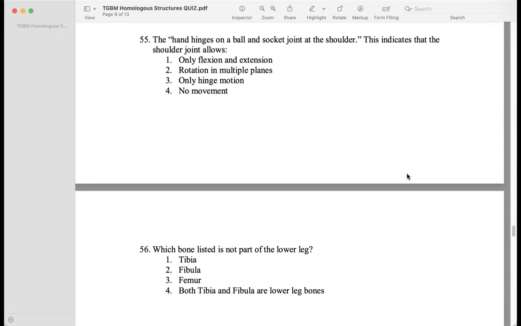Since we are at the shoulder, let's talk about the right shoulder. What meridian is involved if you cannot lift the shoulder up to the top? SI. Are you sure? LI. Yeah, LI.